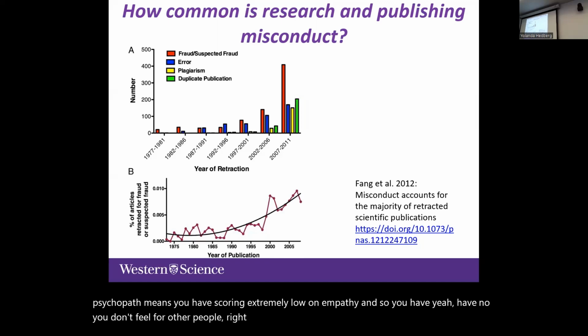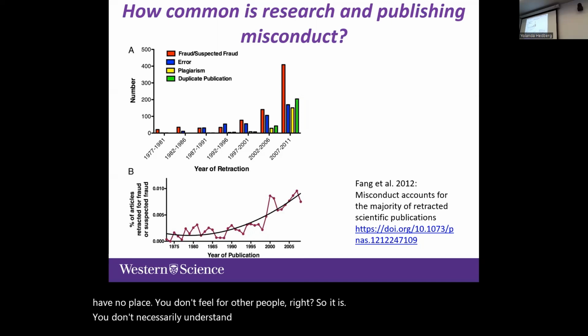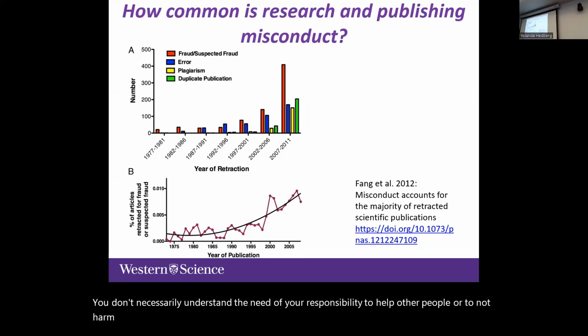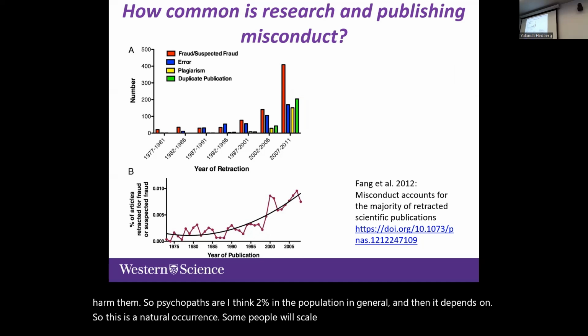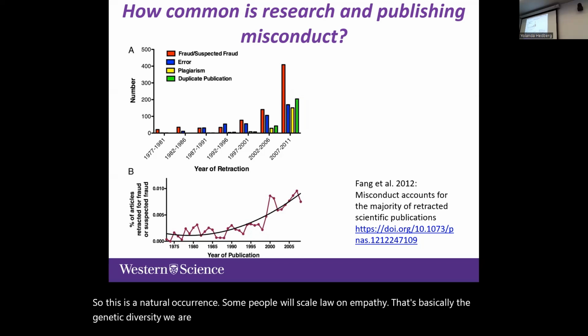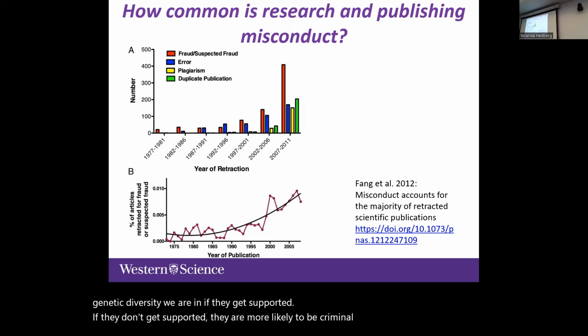So you don't necessarily understand the need of your responsibility to help other people or to not harm them. Psychopaths are, I think, 2% in the population in general. This is a natural occurrence. Some people will scale low on empathy. That's basically the genetic diversity we are in. If they don't get supported, they are more likely to be criminal later. And if they get supported, they are more likely to lie.